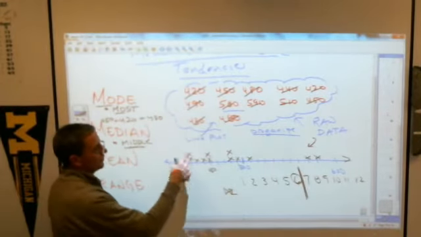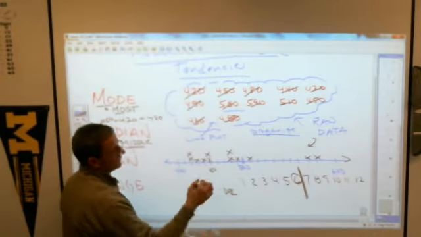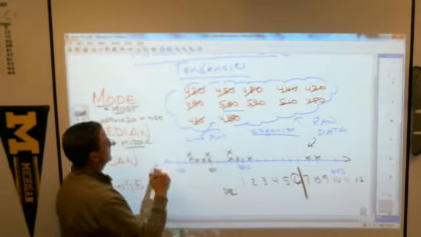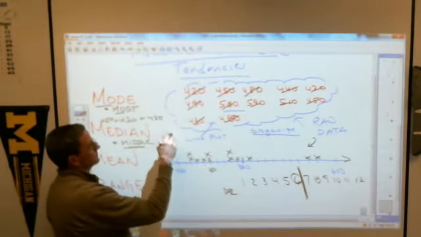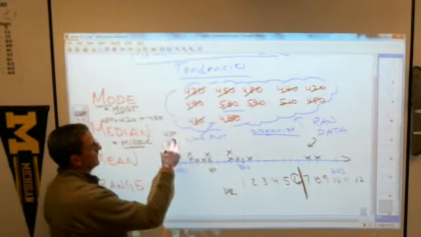So here I go. 1, 2, 3, 4, 5, 6. Oh wait, 6 and 7. My two middle numbers are 450. And what was my other one? 480, right? Just say yes.